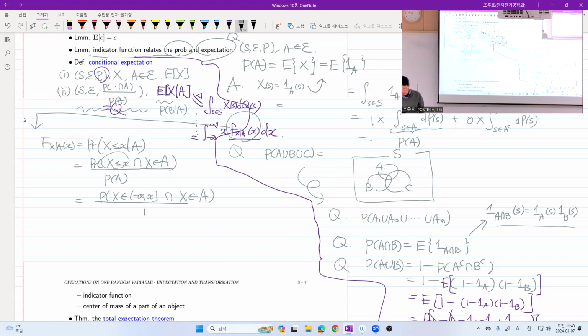But anyway, let me do this. So what is this one? This is the probability of an intersection, right? And you've just seen that you can replace the joint probability with the expectation of the indicator function of the intersection. And the indicator function of the intersection is the product of these two. So what do we have?